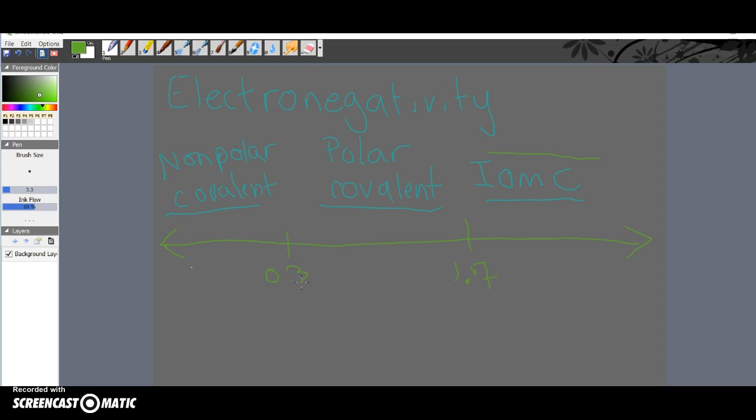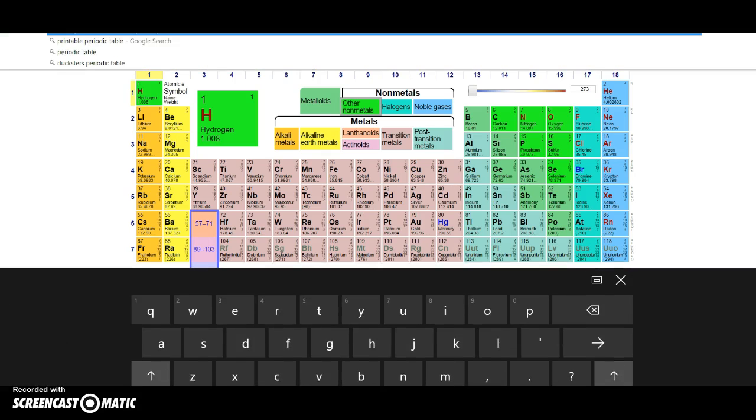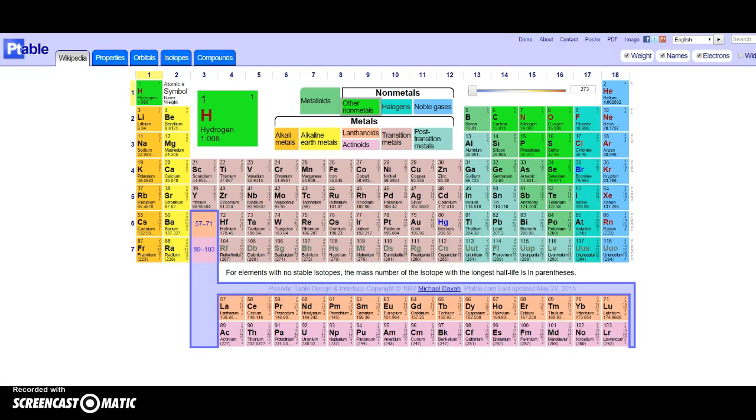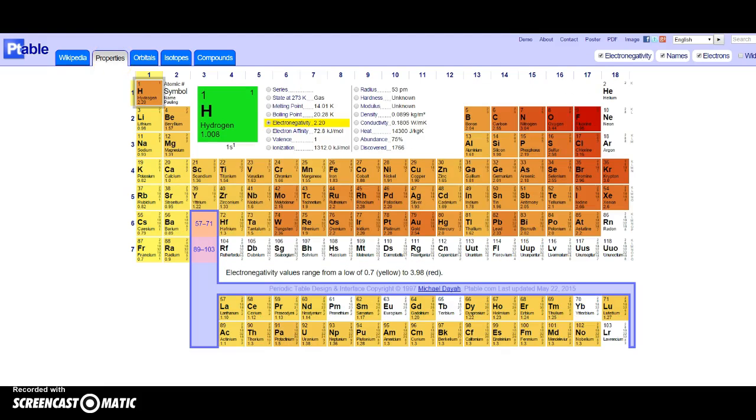Now, let's say, for instance, we want to start by looking at a bond between carbon and hydrogen. So in order to do that, we need to figure out what the difference is between the electronegativities of carbon and hydrogen. So I'm going to switch to my periodic table, and I'm just getting this from ptable.com like we're used to using in class, and I can click properties up here, and then I can select electronegativity, which I already have selected.